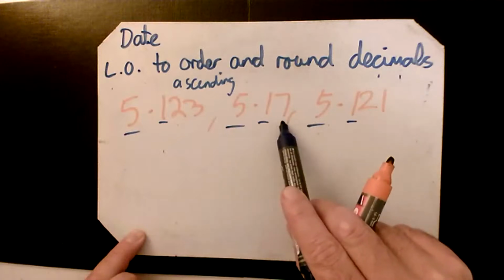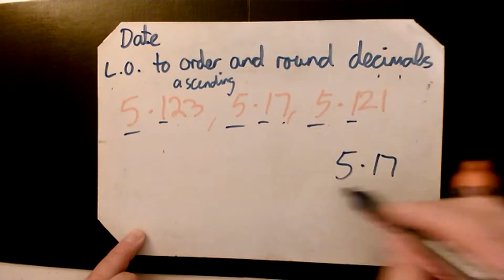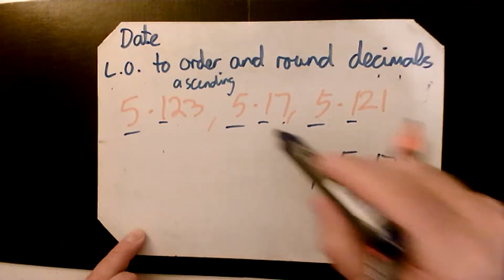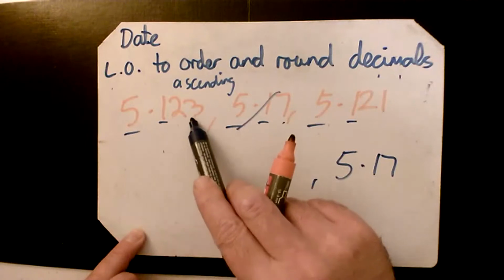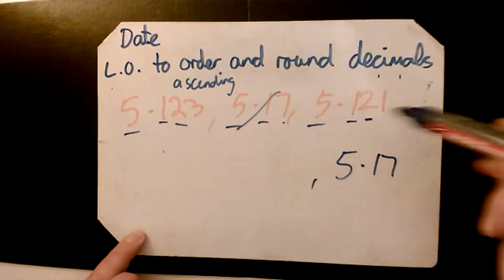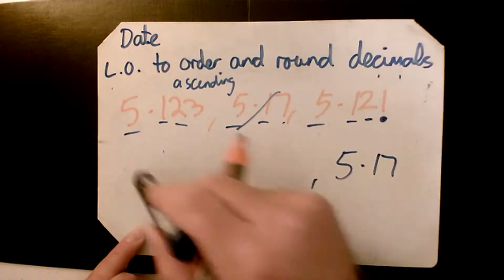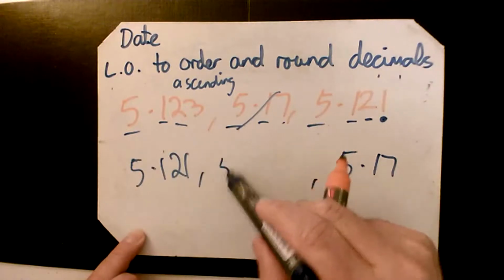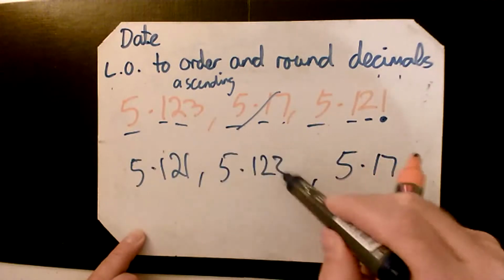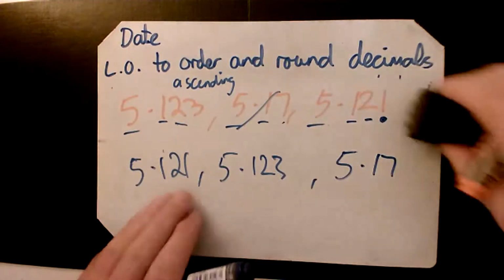So straight away I know this is going to be the biggest number. So I'll put that at the end because I know that's the biggest number. Now, which is the smallest out of these? Again, the hundredths are the same, and then the thousandths. So this is the smallest, isn't it? So it becomes 5.121, and then we've got 5.123. So there we go. That's how we are ordering.